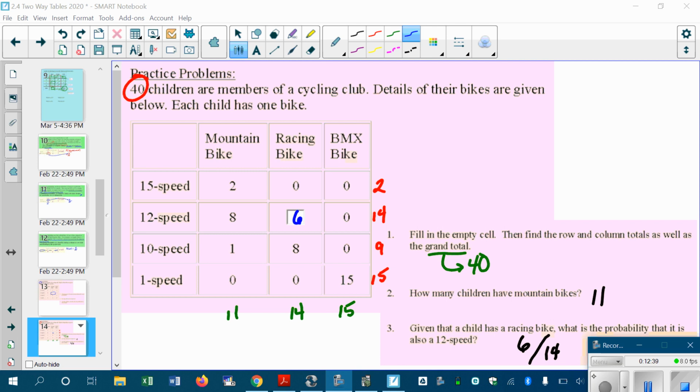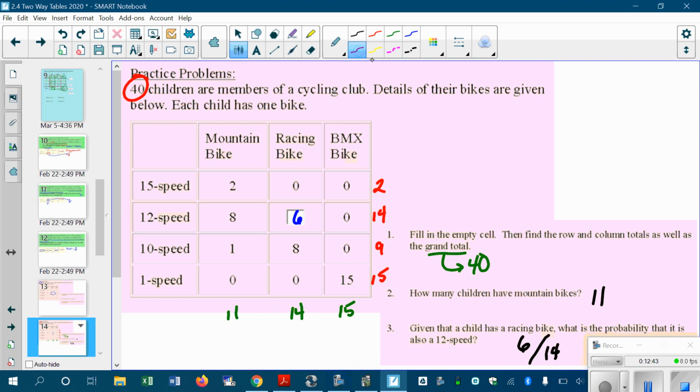Question 3 said, given that a child has a racing bike. Okay, so this has that word given. So that means this is a conditional probability. So given that a child has a racing bike, I am only looking inside of that purple box right now. So out of the kids who have a racing bike, which is 14 kids, how many of them are also 12 speeds? 6. So 6 out of 14 should be your answer.